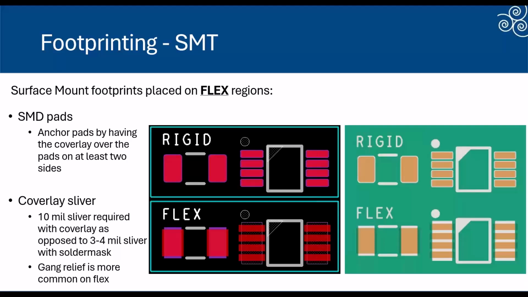Next is the coverlay sliver. With solder mask, you can get away with a much smaller sliver, generally 3 to 4 mils. But with coverlay, based on the material that's used, it generally is closer to a 10 mil sliver, which for a lot of surface mount footprints is difficult to achieve with the pitch of the footprint. So a lot of times you might see a gang release more commonly used on flex for IC packages.